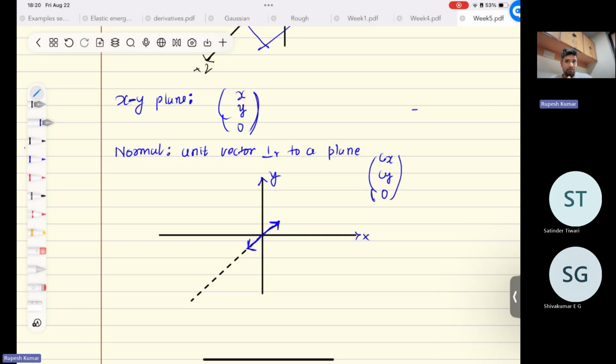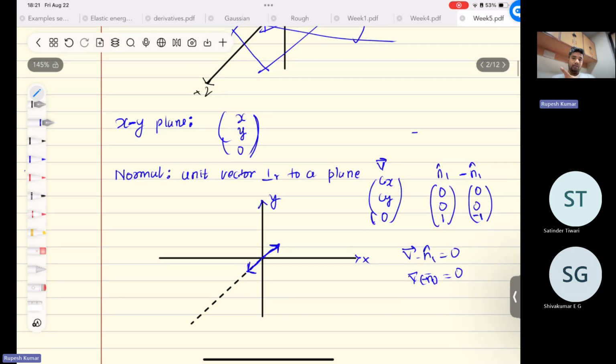Now I'm saying there are two possible directions. One direction, let's say we call it normal one, a unit vector in that direction can be represented as 0, 0, 1. This is the one direction in positive z. And then another direction is negative n1: let's negate this and you will get 0, 0, minus 1. Now you can take the dot product. This is any vector in the 2D plane. So you can always check v dot n1 equals 0 and v dot minus n1 is equal to 0.